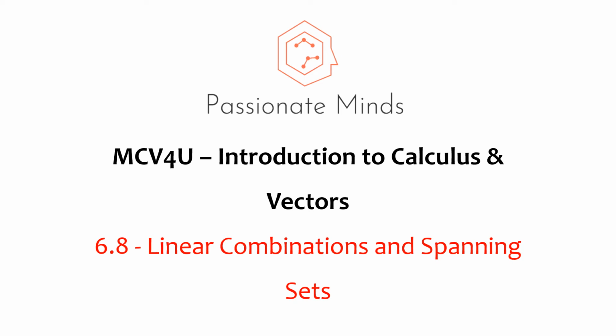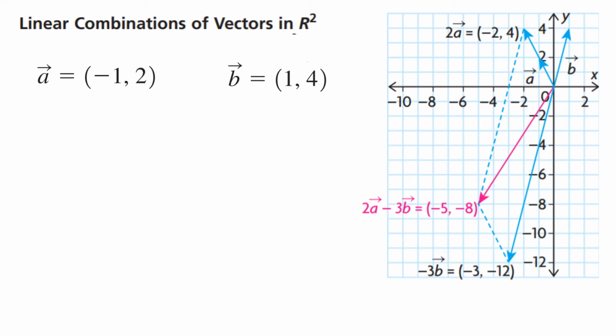Today we will go over section 6.8, which is linear combinations and spanning sets. We will first start by examining linear combinations of vectors in 2 dimensions. I will define what a linear combination is with an example because it makes it way easier.